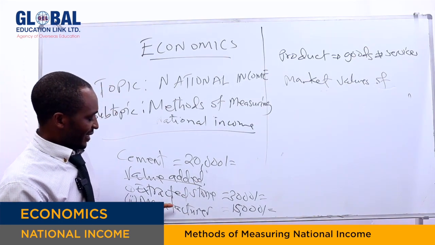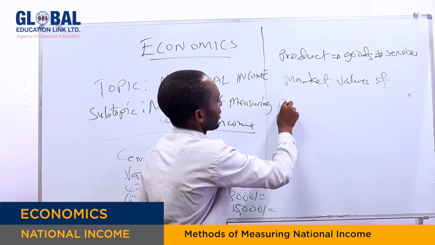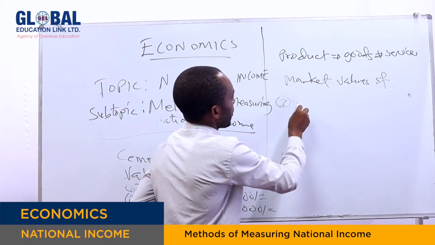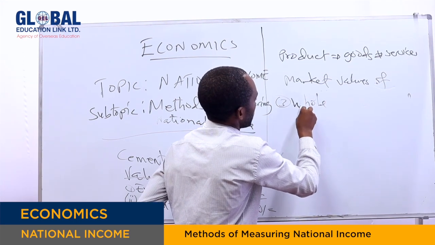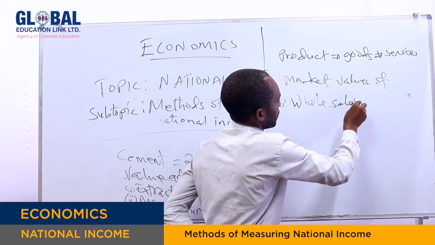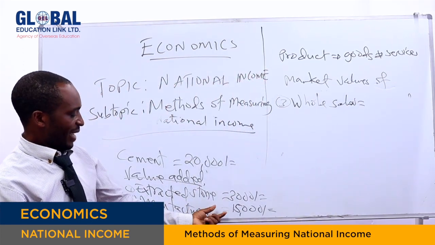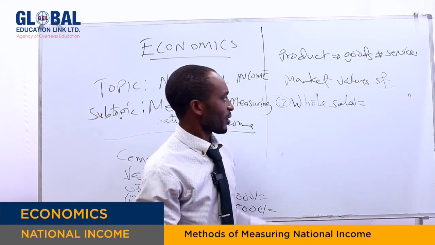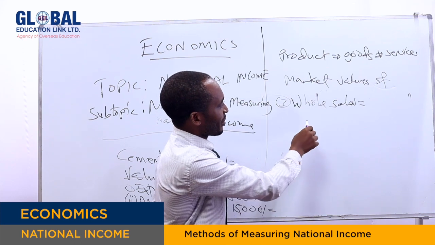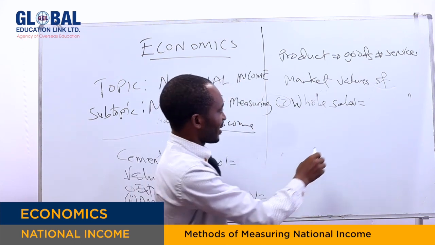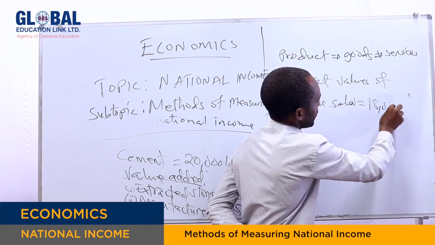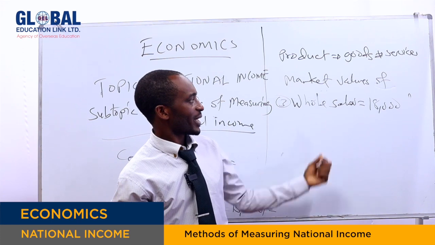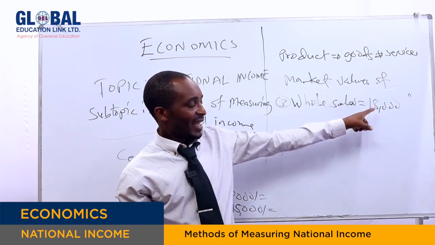A manufacturer can sell the cement to the wholesaler. Let's say case three: the cement, before reaching the final user, will go to the wholesaler. Now the wholesaler will buy the cement from the manufacturing industry, then bring it to his or her store. Now the cost of the cement at the wholesaler will increase from 15 to 18. Okay? So if you go and find the cement at the wholesaler, you'll get it for 18,000.